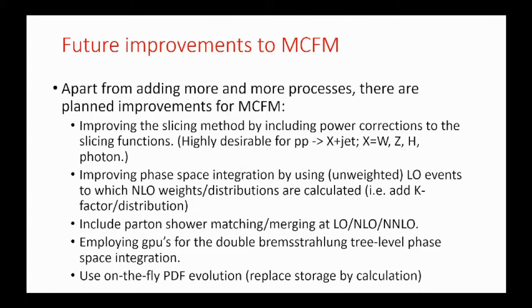Another one is improving phase space integrations. Here, basically, you want to separate phase space into the leading order times an extra piece, which is the branching volume, and then you unweight leading order. And for each of the unweighted leading order events, you're going to calculate the next to leading order weight, either as a k-factor weight or in distribution, depending on how you do the clustering of the jets. And that way you can optimize phase space dramatically.